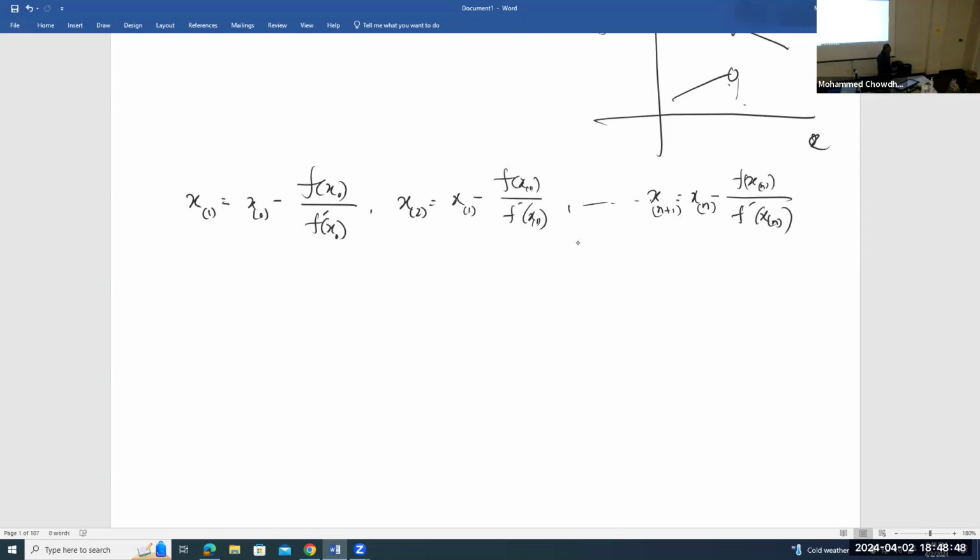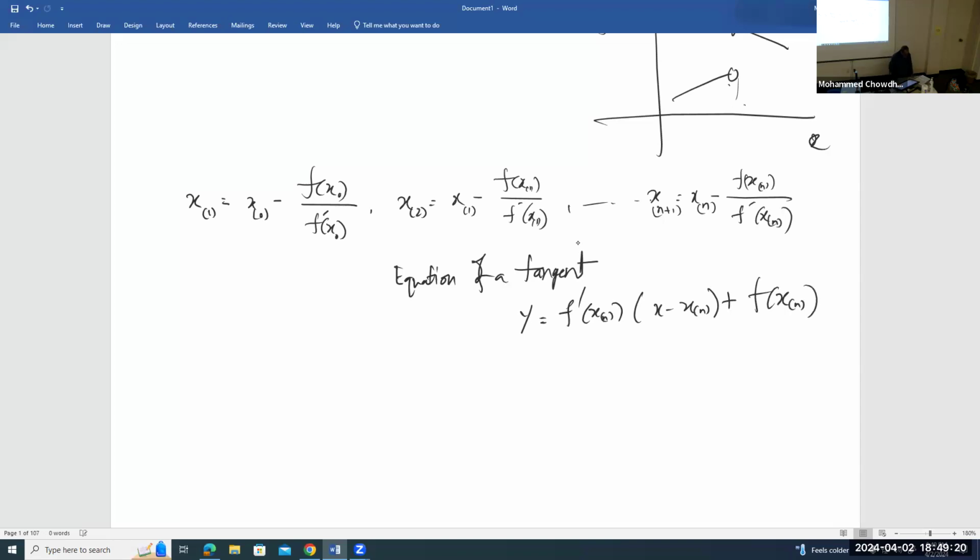Okay? So, two line proof: the equation of a tangent, y equals f prime of xn times x minus xn, plus f of xn. This is the equation of a tangent.